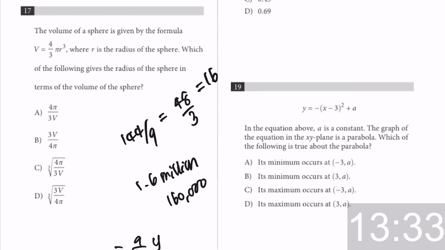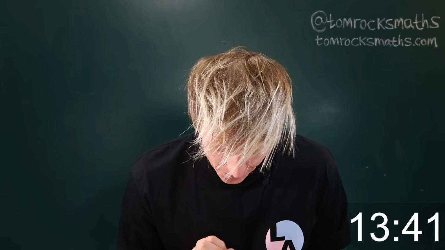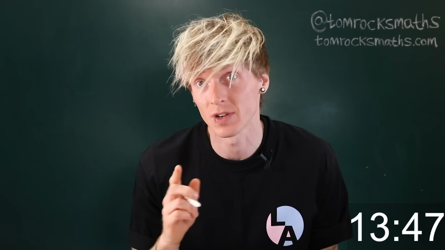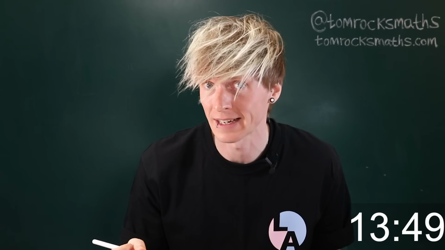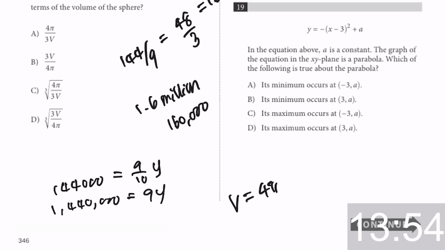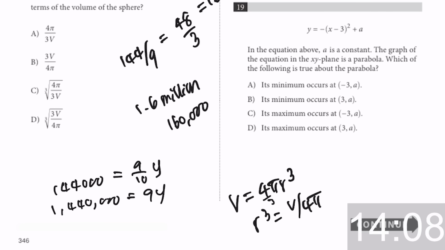Awesome. Right, question 17. Volume of a sphere. It gives me the formula this time, though I did definitely know that one. 4/3 pi r cubed. Which of the following is the radius of the sphere in terms of the volume? So rearranging the formula. Let's write it down here. V equals 4/3 pi r cubed. So r cubed is 3V over 4 pi. So the cube root of 3V over 4 pi. This has to be D.